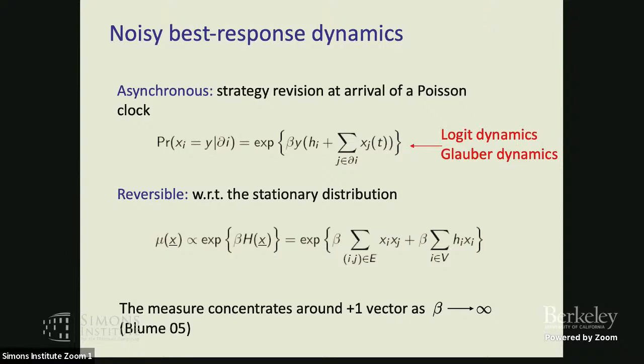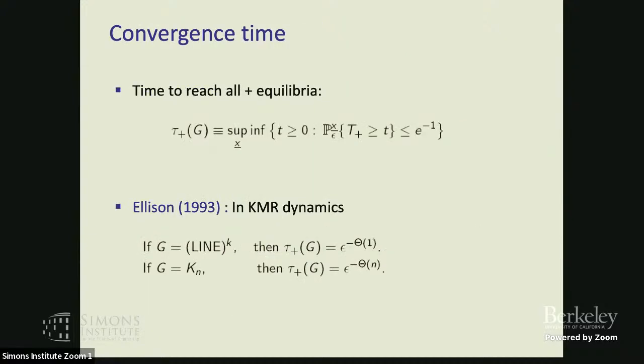Right? It's different from beta equal to infinity. In the limit, your measure concentrates around that state. Now, maybe the next natural question to ask is, when you look at this dynamics, how long does it take to reach this stable state in which everybody is taking the action plus? I'll call that the hitting time of reaching this all plus.